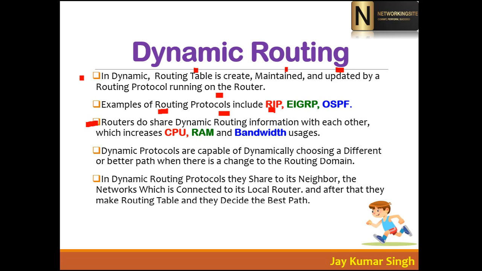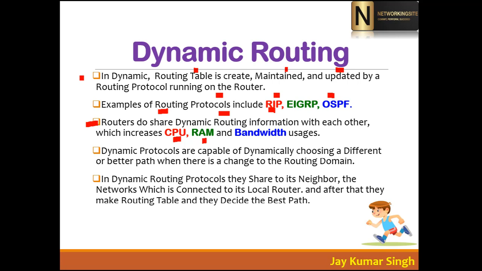Routers always share dynamic routing information with each other, with your neighbors. This kind of information sharing will utilize your CPU, RAM, and bandwidth, of course, because some processes will run in your router, so CPU utilization will be there, RAM utilization will be there. But EIGRP and OSPF are better as compared to RIP, because RIP has higher CPU, RAM, and bandwidth utilization as compared to EIGRP and OSPF.